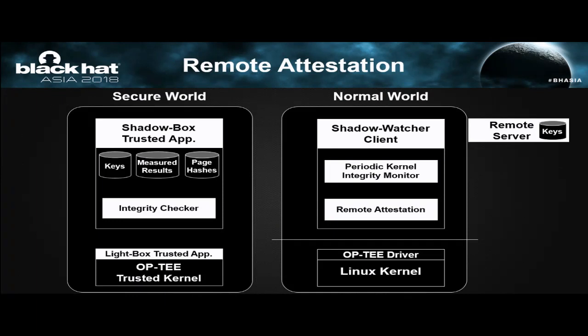This page shows the remote attestation mechanism. The remote attestation mechanism is almost the same as static kernel object protection. The only difference is that the remote server starts a request with an encrypted nonce and it receives the encrypted result from the integrity checker of the secure world. The remote attestation function in Shadow Watcher just bypasses the result to the remote server.